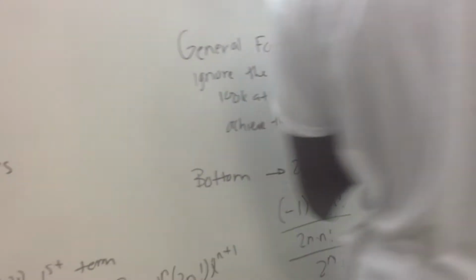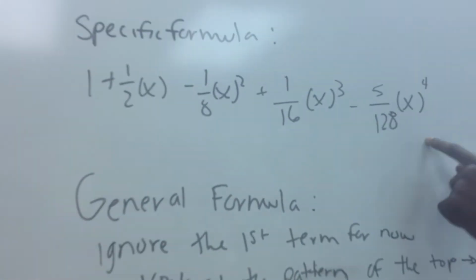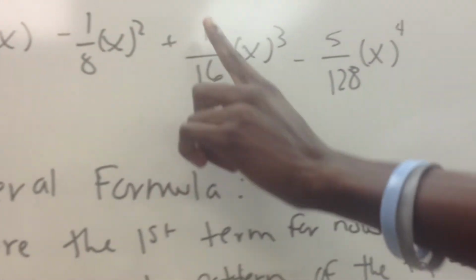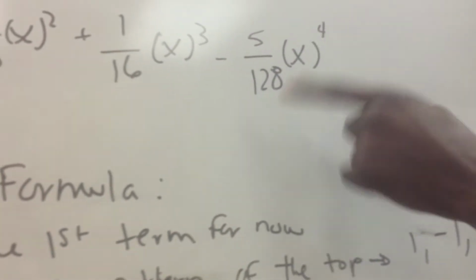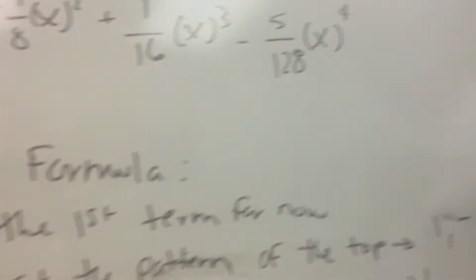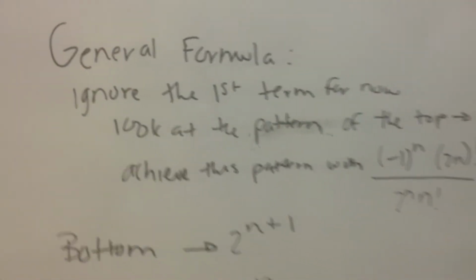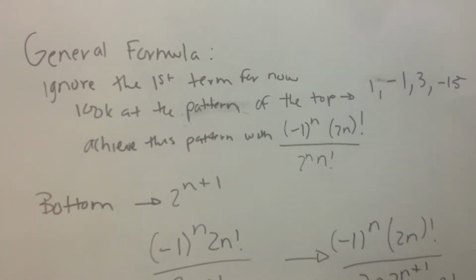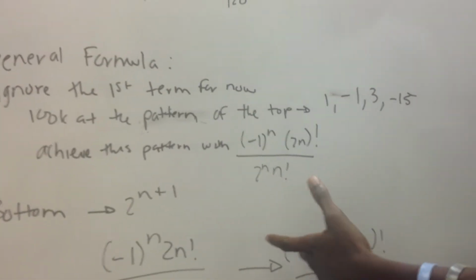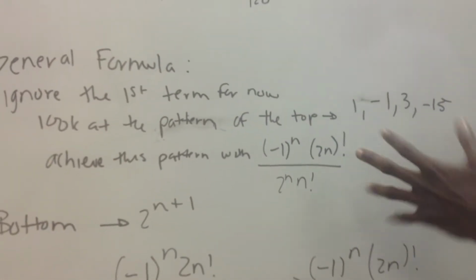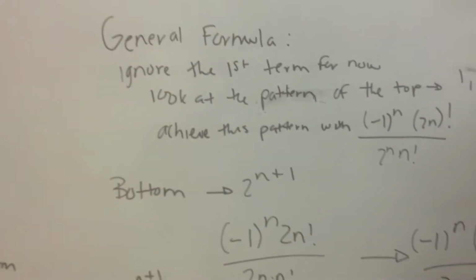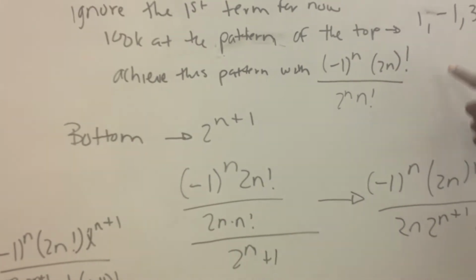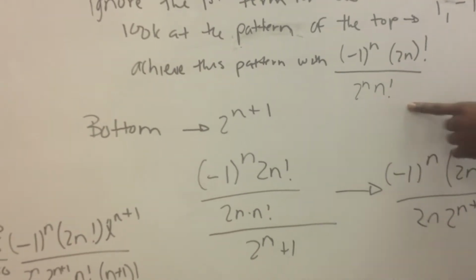I then put it into the formula for this specific function, which is 1 plus 1/2 x minus 1 over 8 x squared plus 1 over 16 x to the third minus 5 over 128 x to the fourth. Now, to find the general formula for the Taylor series, we first ignore the first term for now, and then look at the pattern of the next terms, which comes out to be 1, negative 1, 3, negative 15. To achieve that pattern, we have negative 1 to the n times 2n factorial over 2n times n factorial.